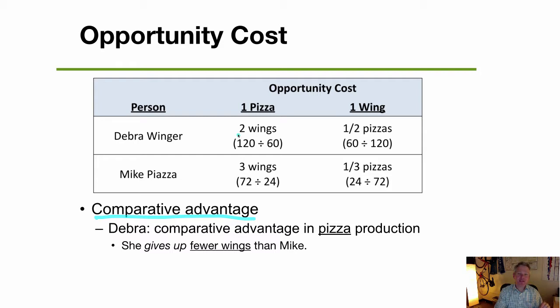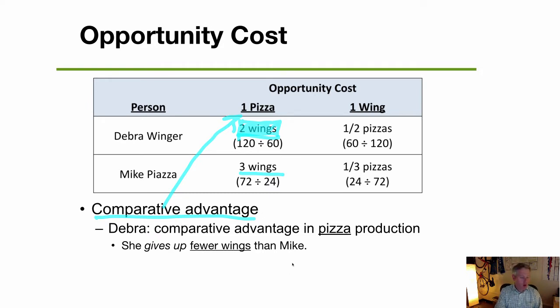Well, Deborah has to give up 2 wings, and Mike has to give up 3 wings. So Deborah has the lower opportunity cost for producing pizza. She gives up less wings. So Deborah has the comparative advantage in producing pizza.